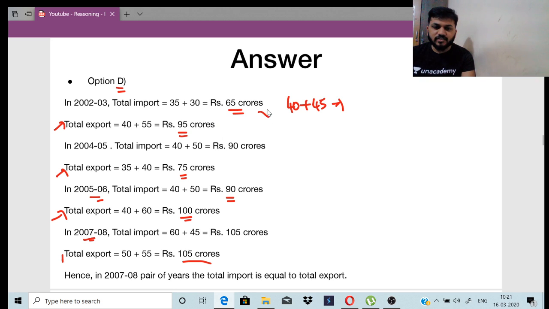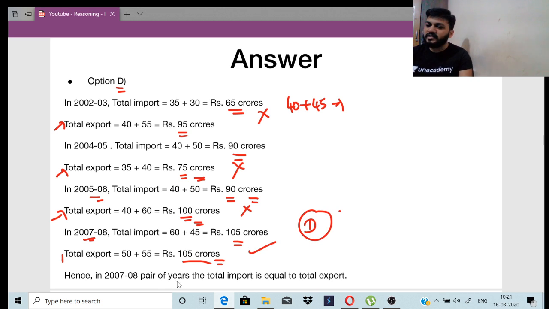So here you see the import is 65, the export is 95. So option A is wrong. The import is 90, the export is 75. Option B is wrong. The import is 90, the export is 100. Option C is wrong. The import is 105, the export is 105. Option D is right, right?